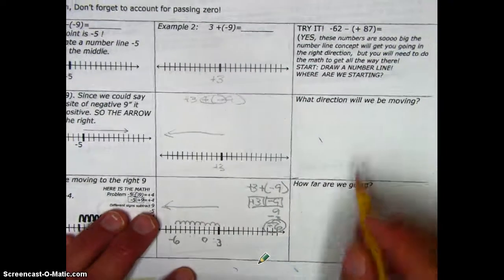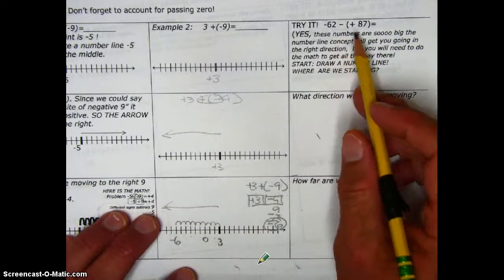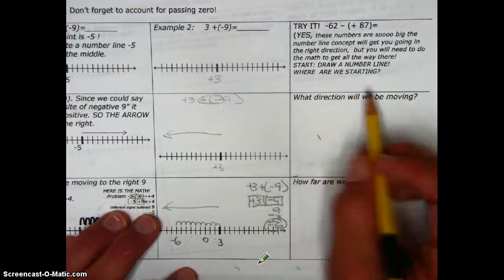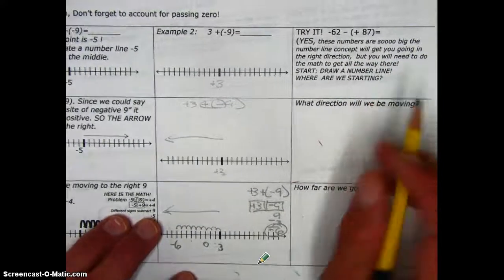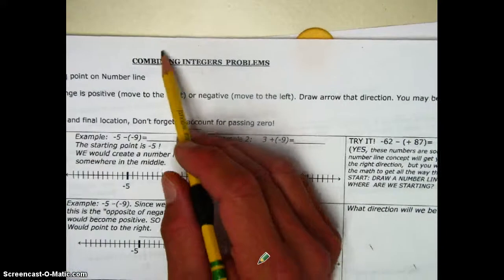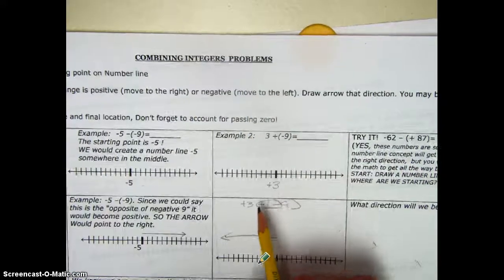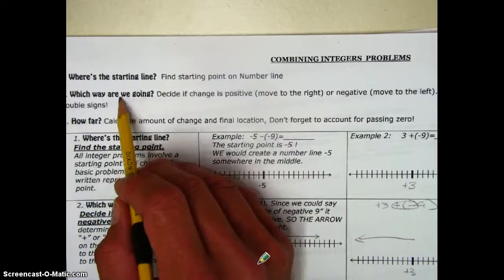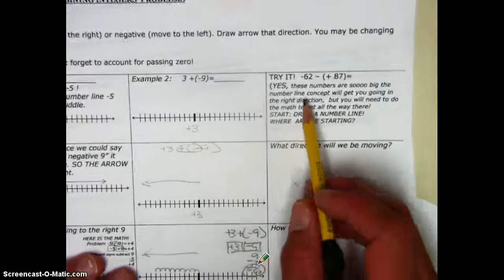All right, so the next problem is this try it. And now notice the numbers are really big. So the number line's not going to help exactly solve it for you. The idea is just that you get it going in the right direction. And again, we are learning to solve combining integer problems with a number line and think through it in 3 easy steps. Where are we starting? Where are we going? And how far? Good luck on this try it problem.